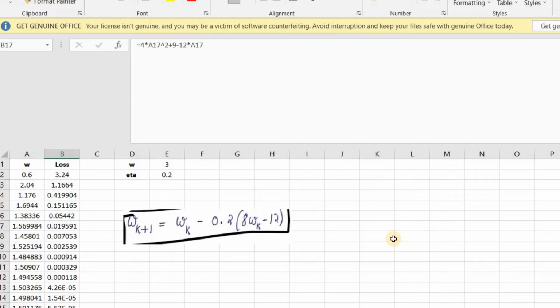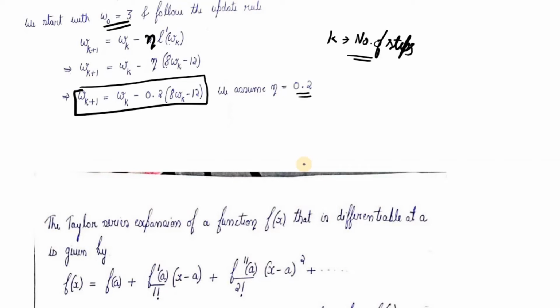We will proceed forward to know how it is working. We will use a basic approximation that we learned in calculus called the Taylor series expansion. So we have a function f(x), and it is differentiable at a point A.